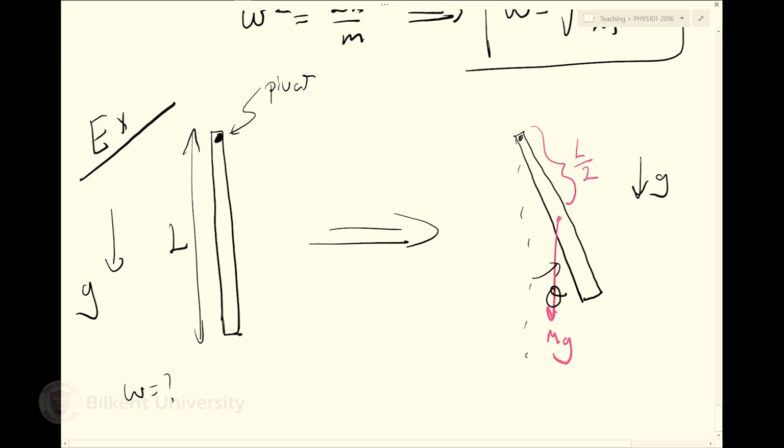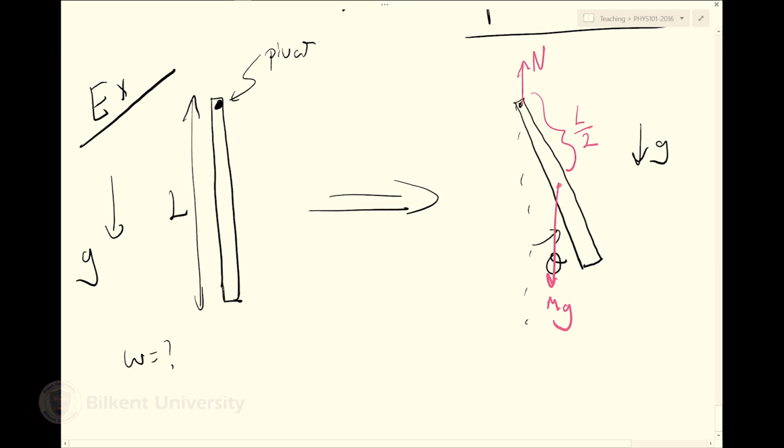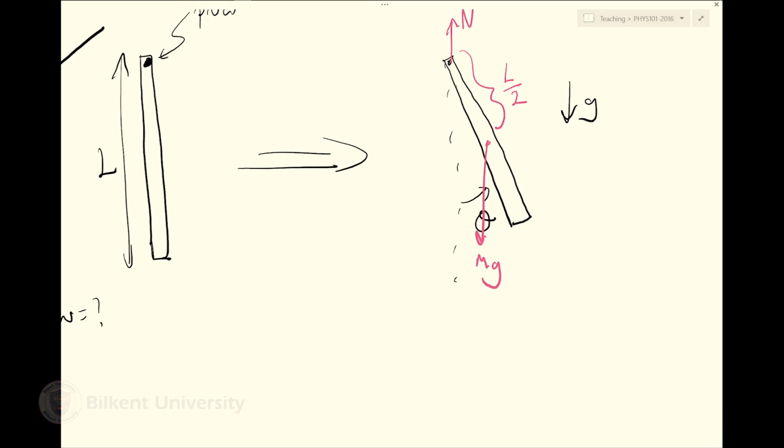What else? What other force is there? There must be some reaction force so that this rod does not fall down. So let me call this the normal force. But does that normal force give me any torque? No, it's exactly applied to the pivot point. So what do I need to do? I need to basically calculate the torque due to mg. So torque is R cross F, or R magnitude F magnitude times sine theta. And here is my triangle.